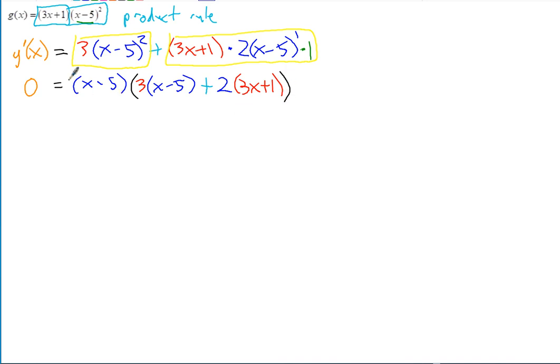Then oftentimes when you take out the GCF, there's some simplifying to do with what's left, and that's the case here. To make this simpler, so we can see the other critical numbers, you can first get rid of these inner parentheses by distributing out the 3. So 3 times x is 3x, 3 times negative 5 is negative 15. And then plus, here you can distribute out the 2. 2 times 3x is 6x, and 2 times 1 gives you 2.